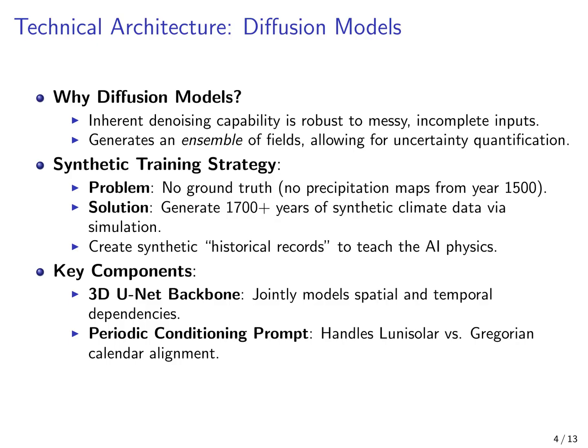In digging a little deeper into the architecture, there are two really neat choices they made that are worth pointing out. First, they use a 3D UNet backbone. This is smart because it lets the model think about space and time together, jointly, which is obviously crucial for weather patterns. The second thing, and I thought this was just elegant, is what they call a periodic conditioning prompt. This is a clever way to handle the fact that the historical Chinese calendar is lunisolar, not Gregorian. It solves our alignment headache and doubles as a really effective data augmentation technique.